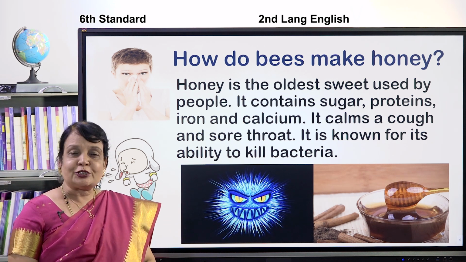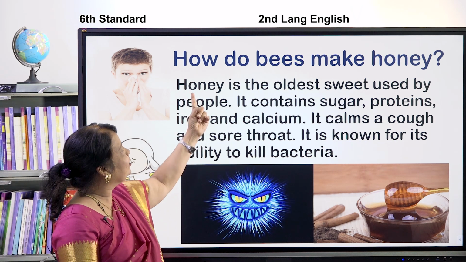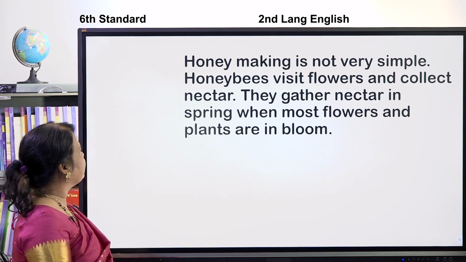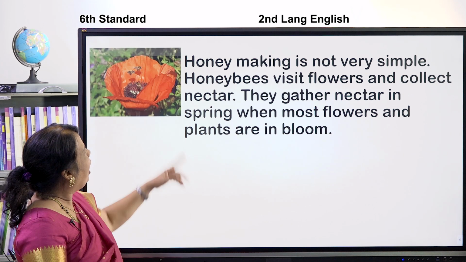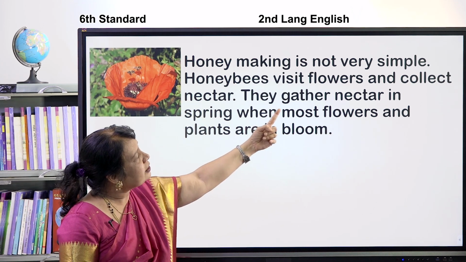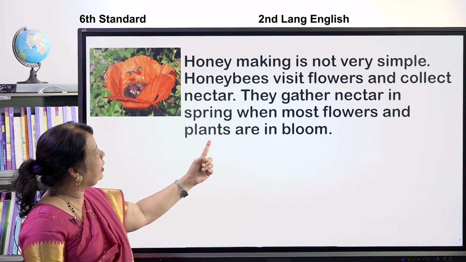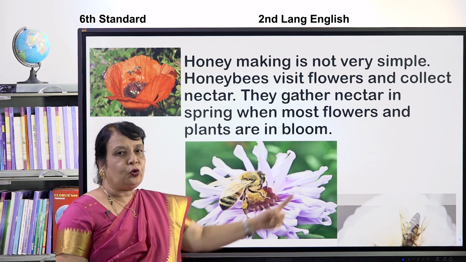Yes, children. Which is the oldest sweet, children? Very good. It is honey. Okay, children. We'll go for the next. Honey making is not very simple. Honeybees visit flowers and collect nectar. They gather nectar in the spring when most flowers and plants are in bloom.